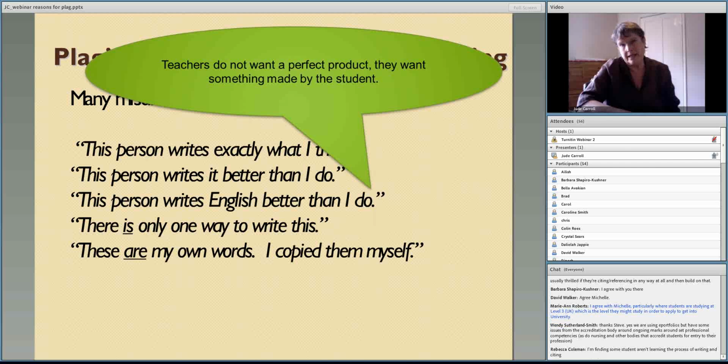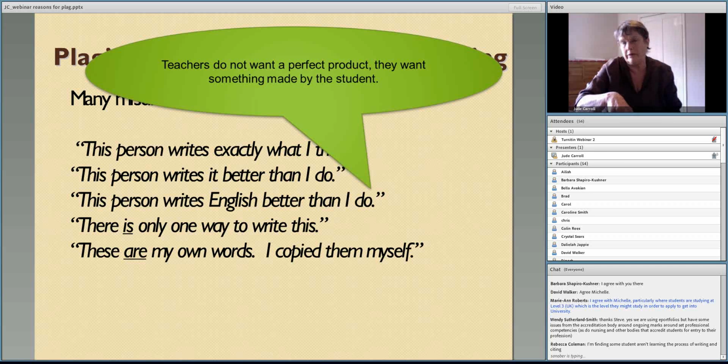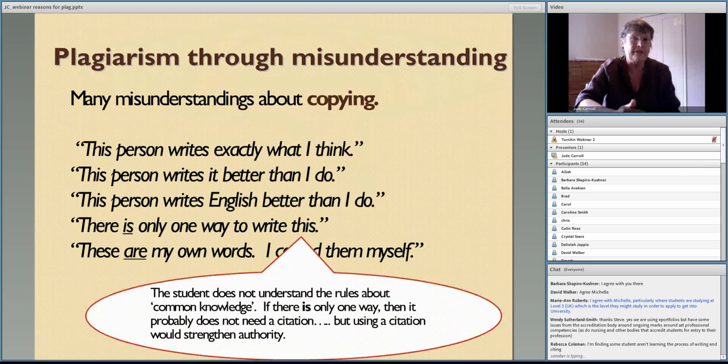If the student says, this person writes English better than I do, the teachers have given the student the idea that what they're interested in is a perfect product, whereas in fact what we're interested in is something made by the student. So we need to be really careful about not getting students to think that the perfection of the product is more important than the process of getting there.